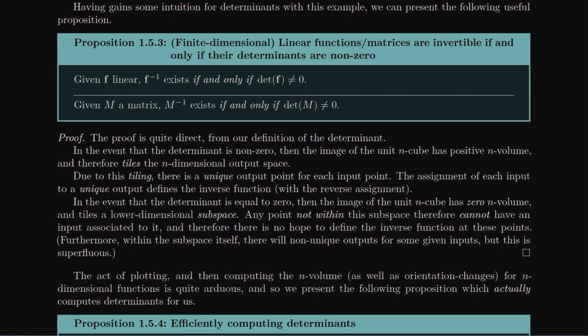Okay, so now we've already kind of seen this proposition, which is the one I was referencing right away. If f is linear, its inverse is going to exist if and only if the determinant is non-zero. That's because it means that the volume of the image of the unit cube is non-zero. It occupies some non-zero amount of space, which means you can tile all of space with the image of the unit cube. And then similarly in matrix form, the inverse will exist if and only if the determinant of the matrix is non-zero. Very important property of determinants here.